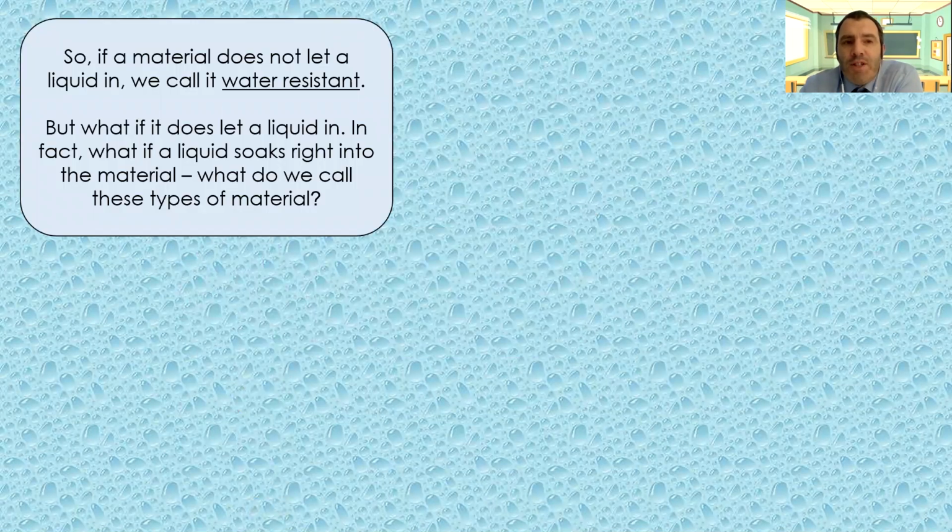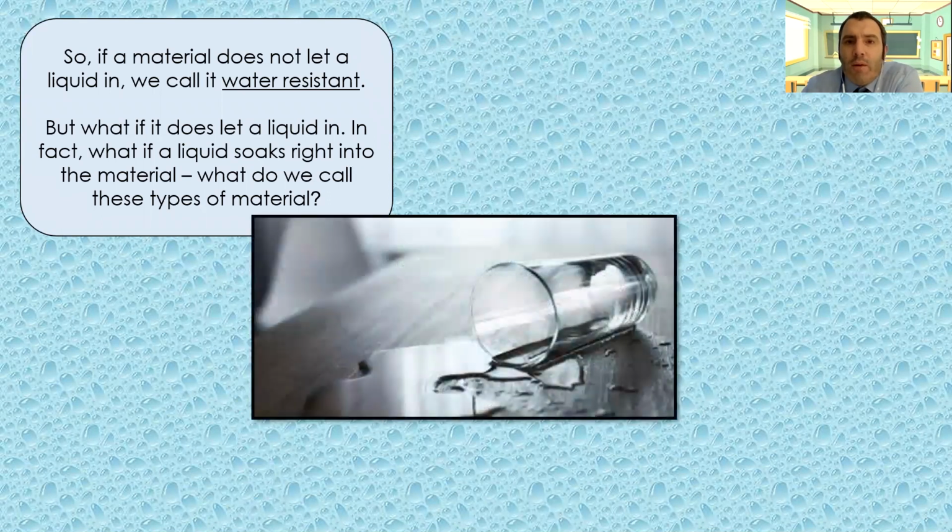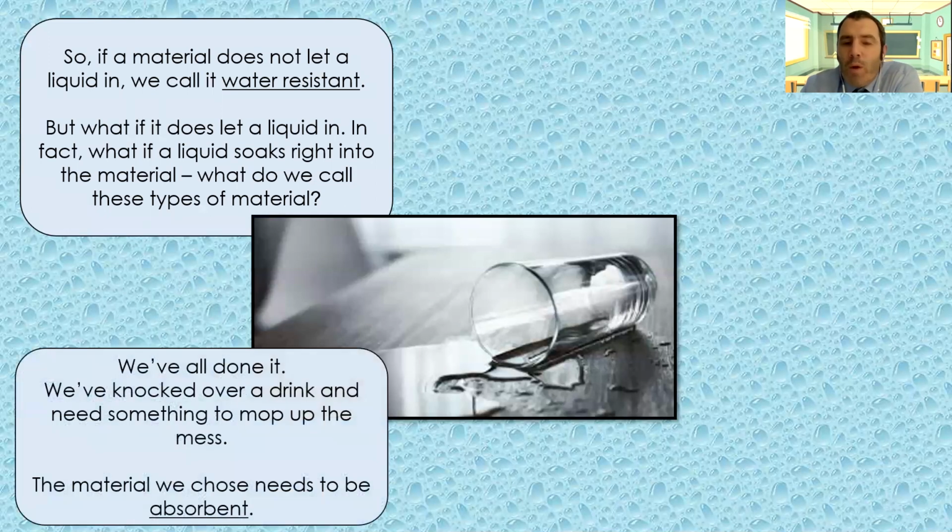So if a material does not let liquid in, we call it water resistant. But what if it does let liquid in? In fact, what if a liquid soaks right into the material? What do we call these types of material? Have a think for a moment. Think back to the beginning of this lesson, we were talking about water absorbency. So we've all done it. We've knocked over a drink and we need something to mop up the mess. The material we choose needs to be absorbent. Otherwise, all we're going to do is push the mess around, either on the tabletop or on the floor. We're not going to clean it up.